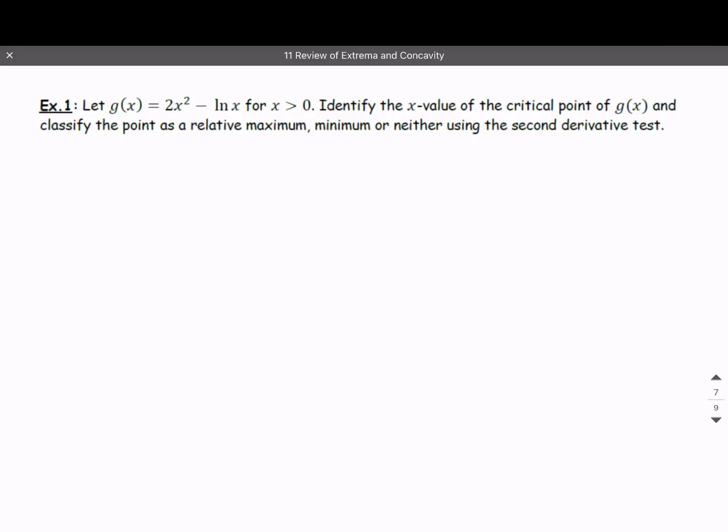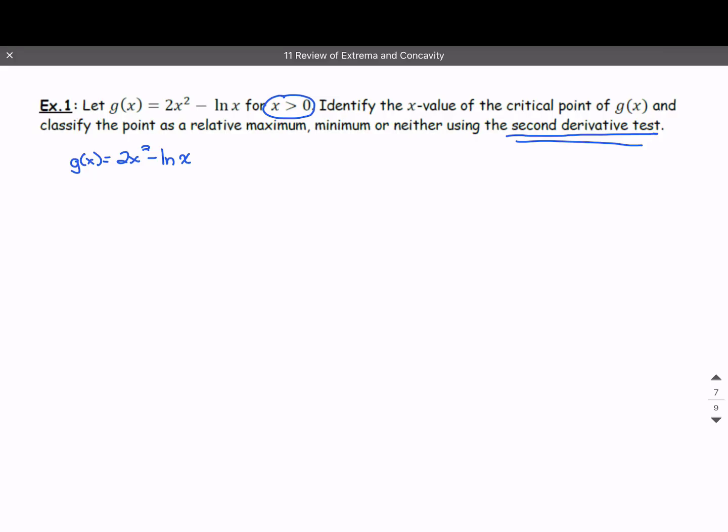So we have g of x is 2x squared minus the natural log of x for x greater than 0. We're going to identify the x value of the critical point of g of x, and we're going to classify the point as a relative maximum, or minimum, or neither, using the second derivative test. So we've been told we have to use the second derivative test. So let's start with our function g of x is 2x squared minus the natural log of x.